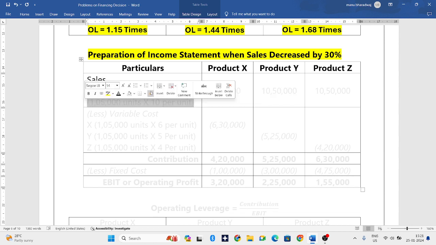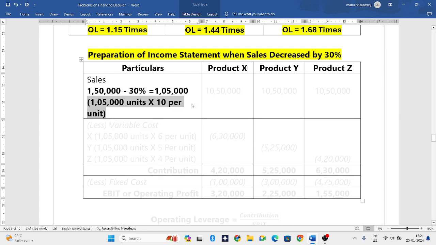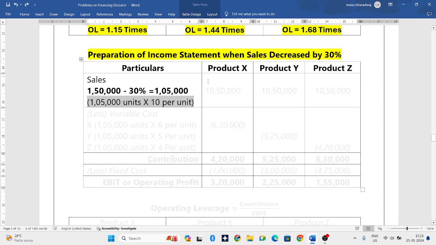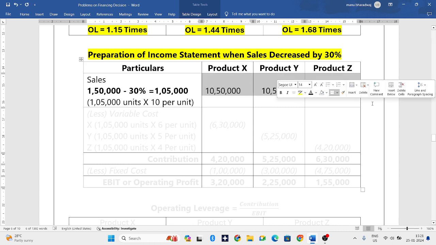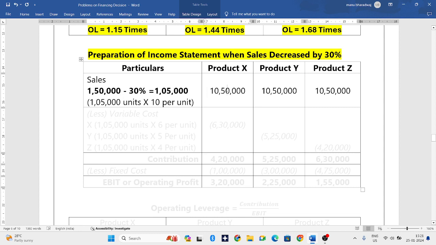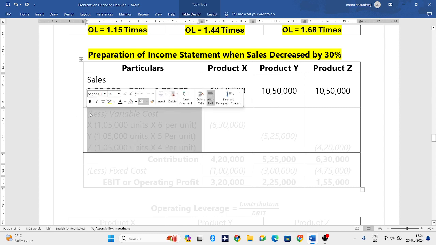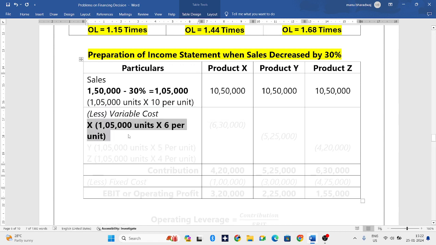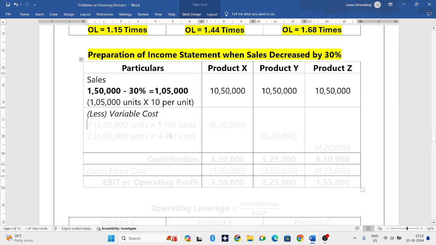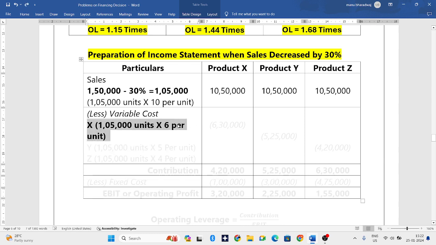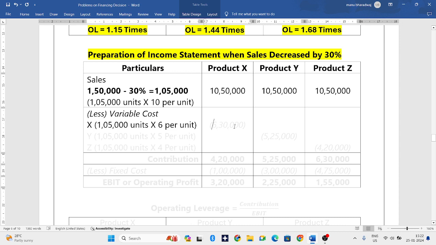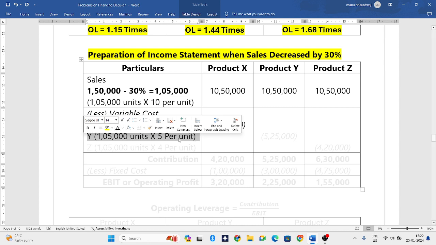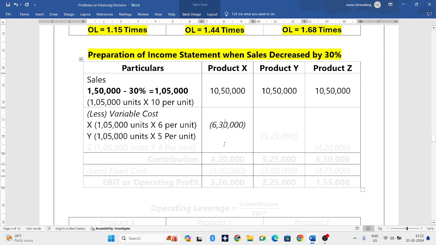Now those 1,05,000 units are sold at 10 rupees per unit. So 1,05,000 units into 10 per unit gives sales of 10,50,000. Now we have to subtract the variable cost. For X product, the variable cost is 6 per unit. So 1,05,000 units into 6 per unit will be 6,30,000.